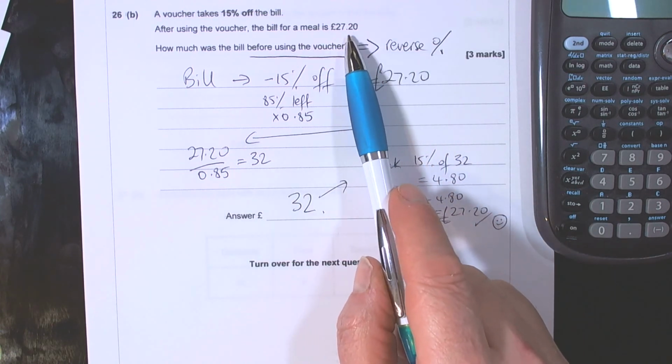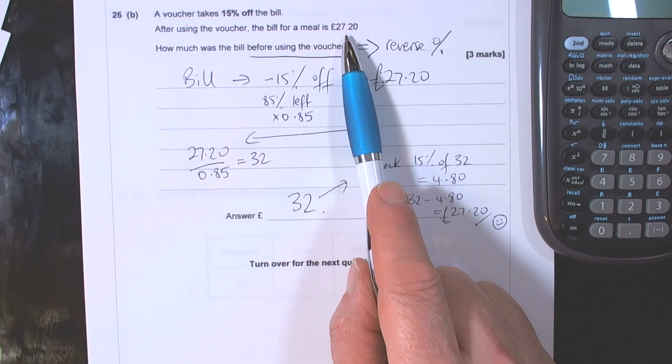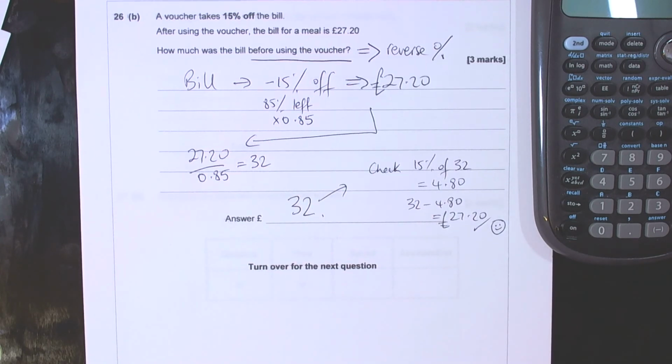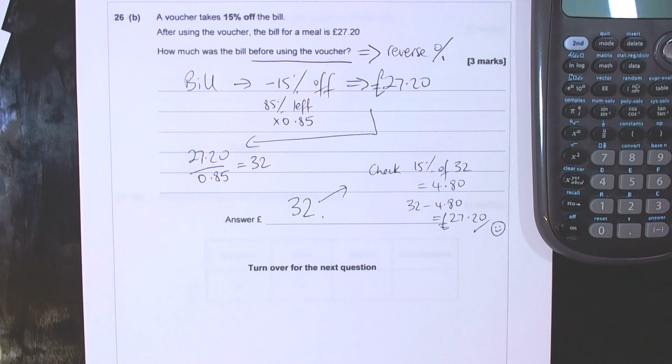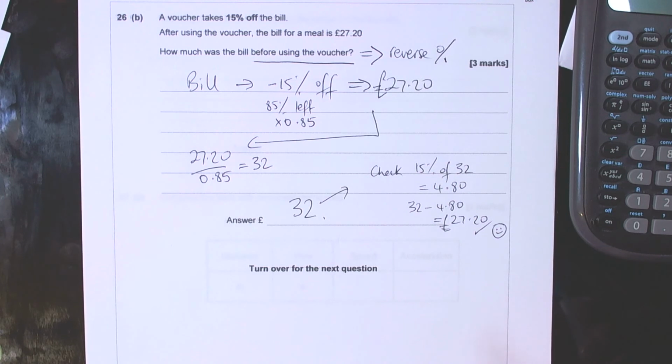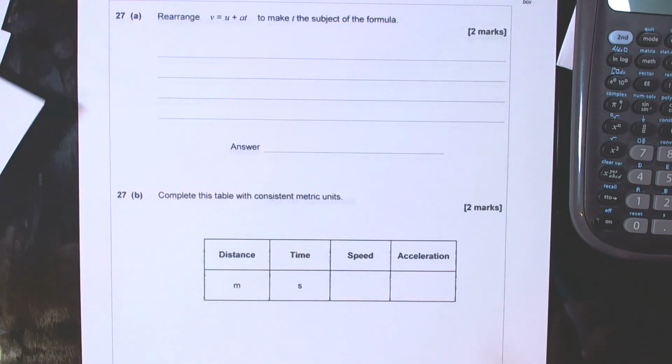That's quite often the most common mistake on this: students work out what 15% of £27.20 is and add it on, and then they'll find that the answer they get, if they do 15% of that and take it off, doesn't get them back to the same answer. Whereas this check shows that we have done it the correct way.